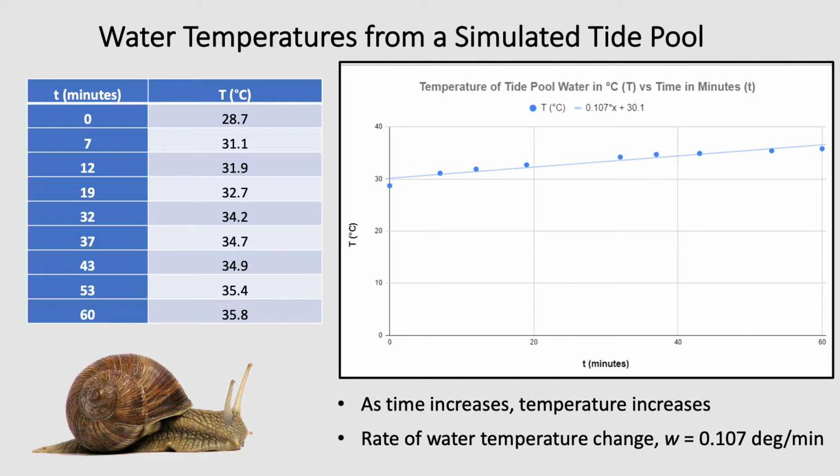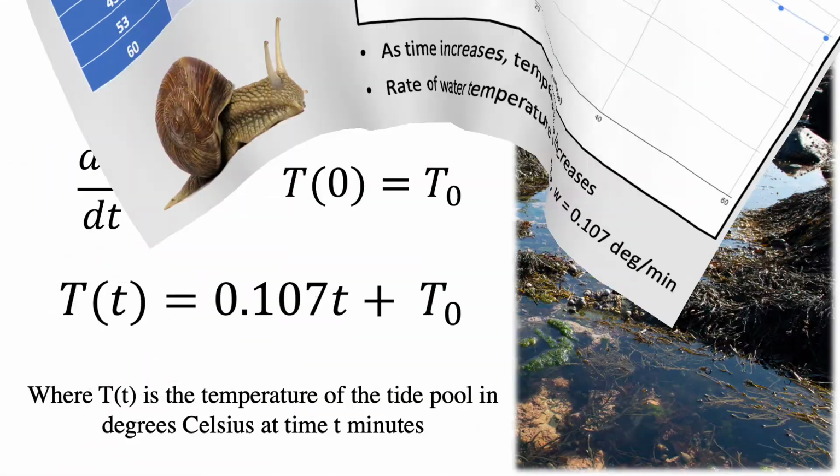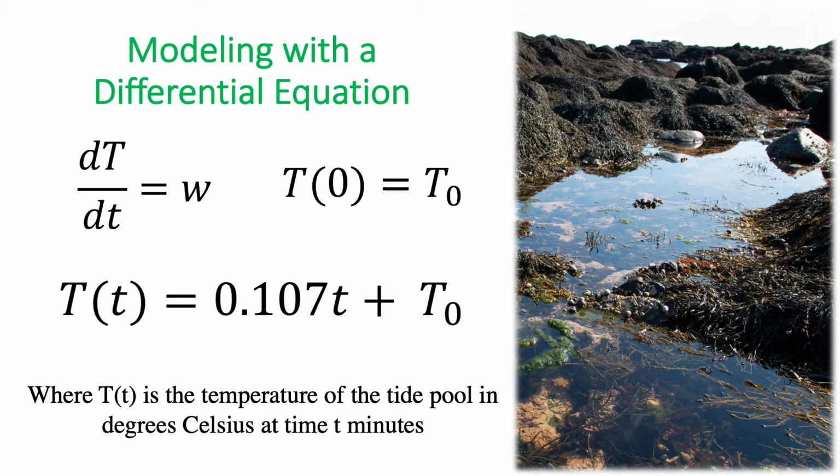When the data is graphed, it is shown that as time increases, temperature increases. After creating a line of best fit with the data points, we can find the slope. The slope of this line represents the rate of temperature change, which is equal to 0.107 degrees per minute. Now that we have our rate of water temperature change, we can solve the differential equation. This differential equation is our model to show how the temperature of the tide pool changes with time.